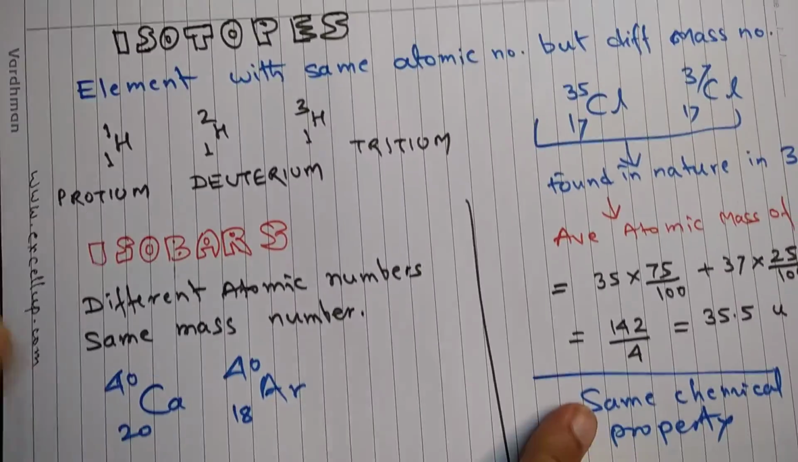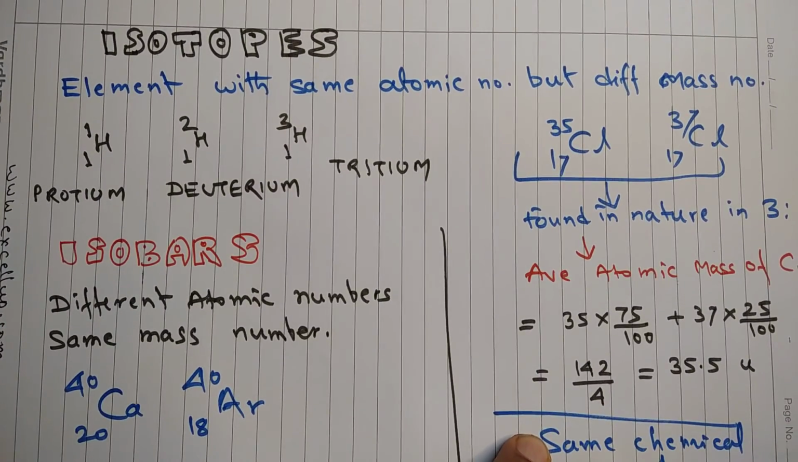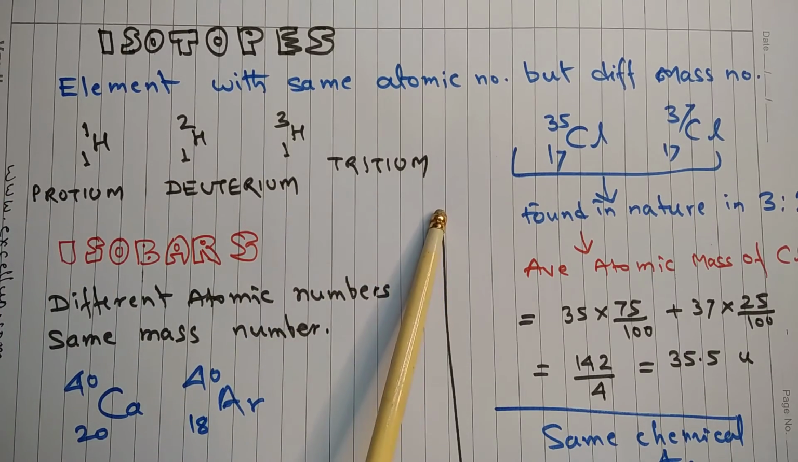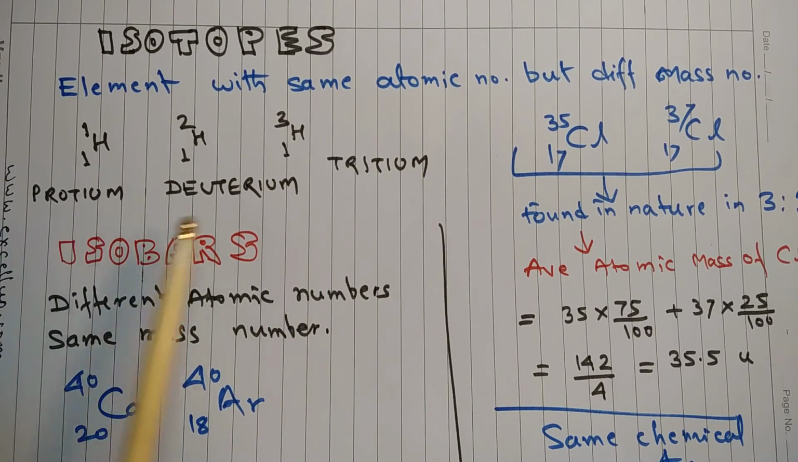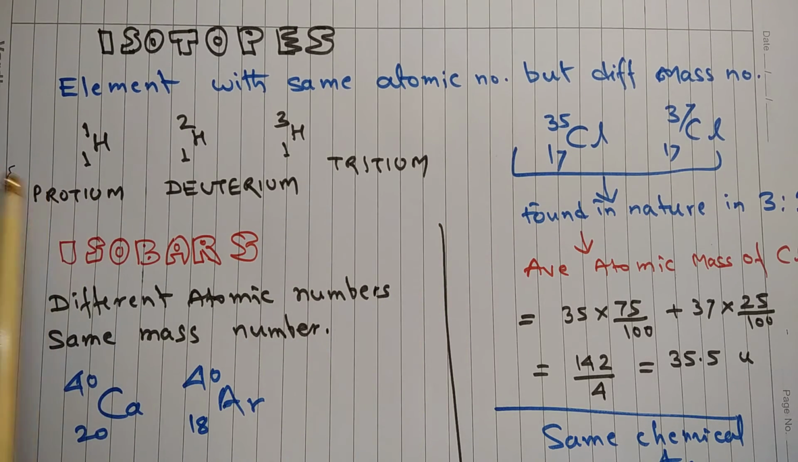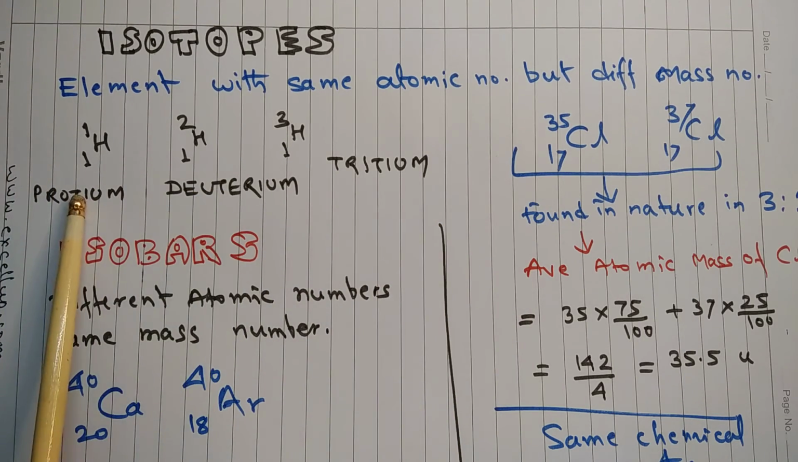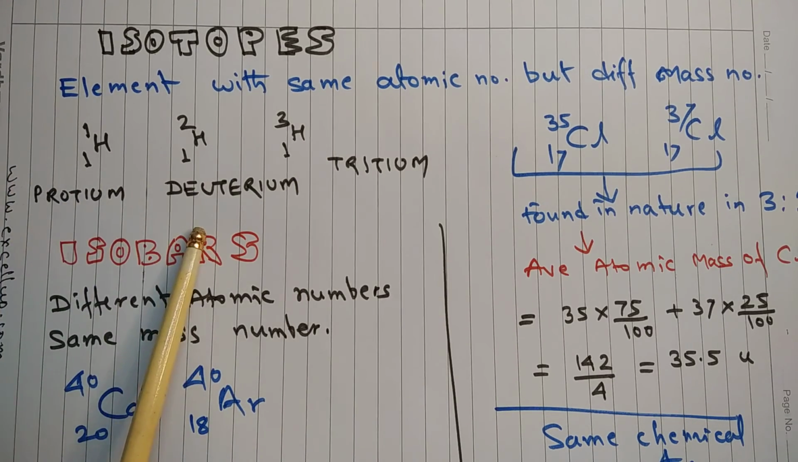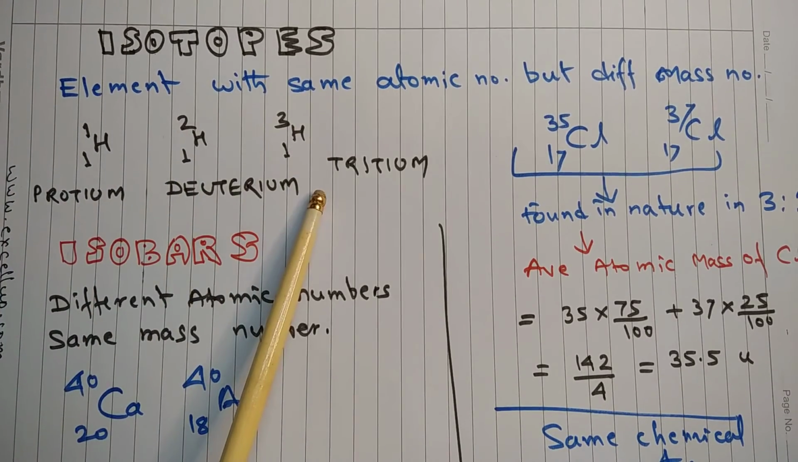Isotopes. Elements with the same atomic number but different mass number are called isotopes. Here are some examples. These are the isotopes of hydrogen: protium, deuterium, tritium. Atomic number of all the isotopes is 1, but mass number of protium is 1, that of deuterium is 2, and mass number of tritium is 3.